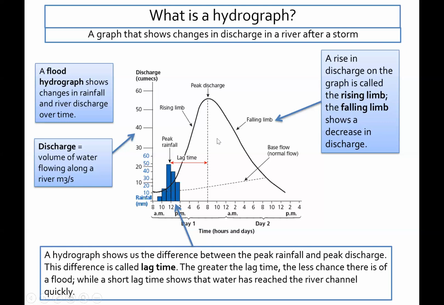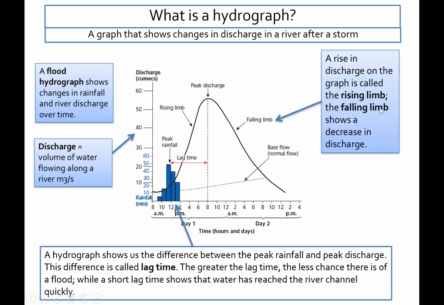And the time between your peak rainfall and your peak discharge is called the lag time. And you'd usually report that in hours. So look at that. Peak rainfall was at 12, peak discharge was at 8. So the lag time there is 8 hours, the difference between 12 and 8. As your discharge starts to fall, we call that the falling limb. And then eventually the amount of water in your river will get back to those normal flows, those base flows. And that's just what your river would be like under normal conditions.